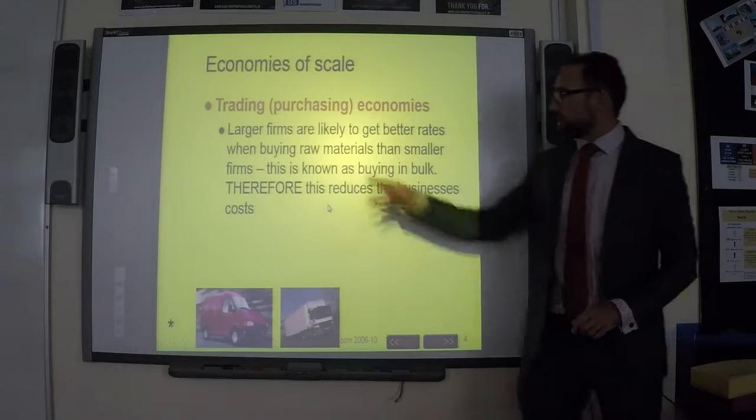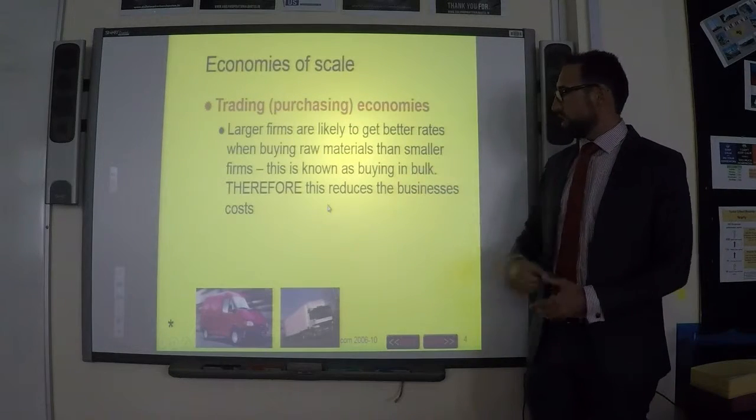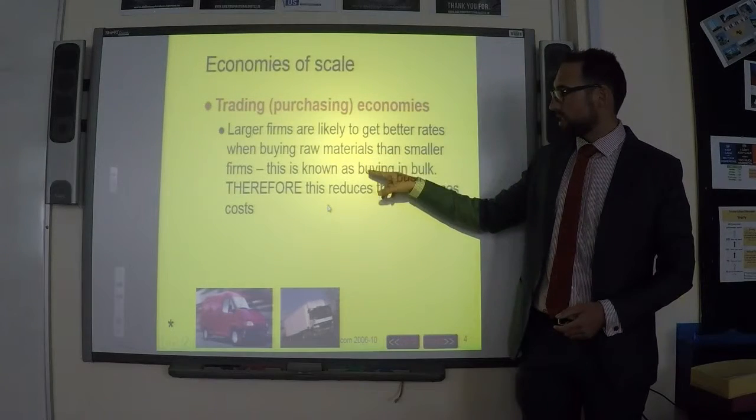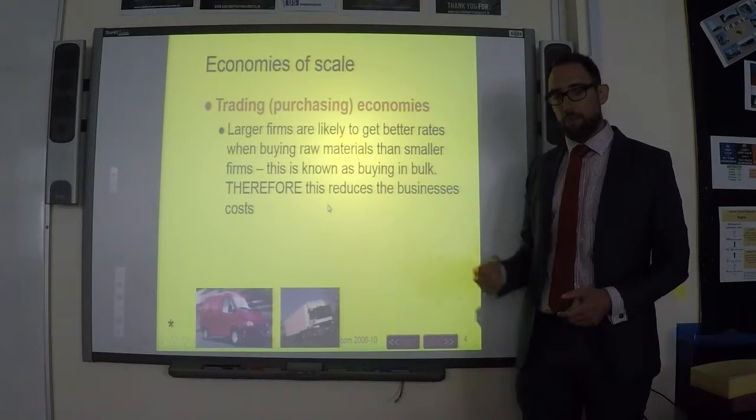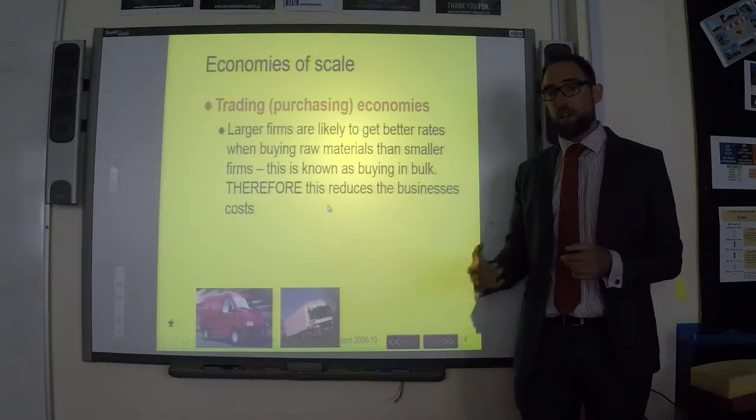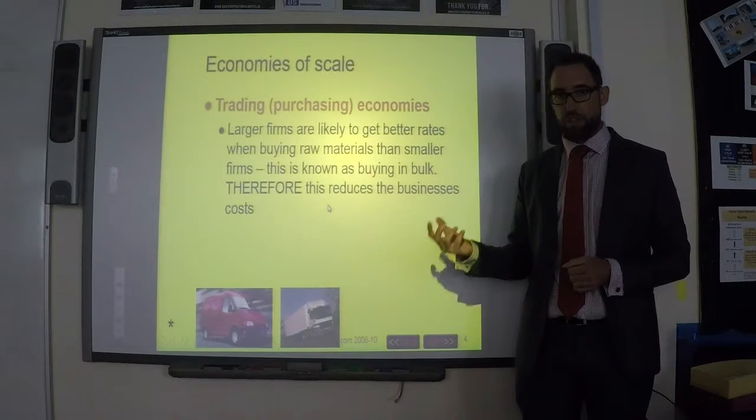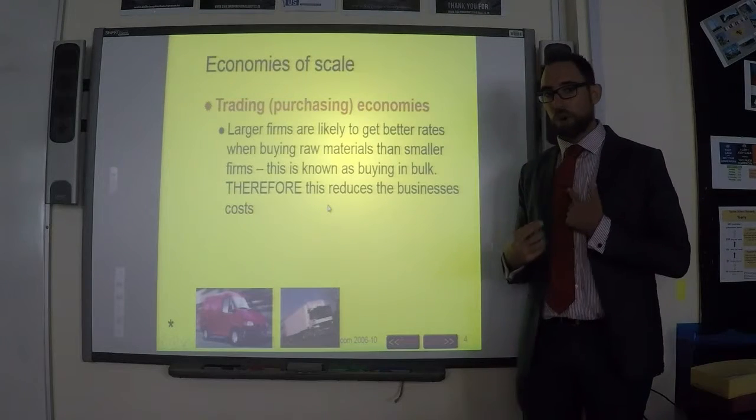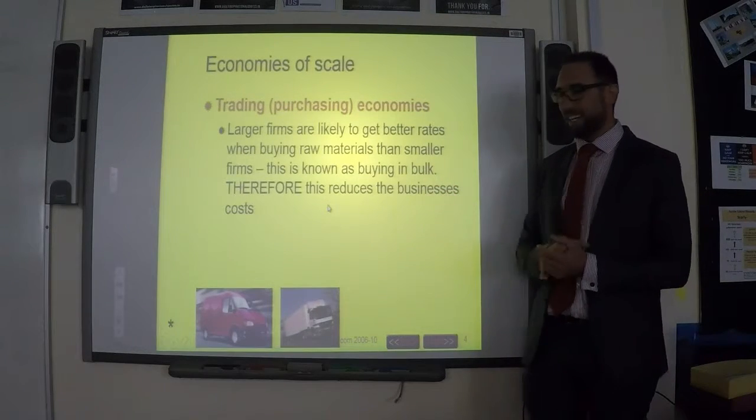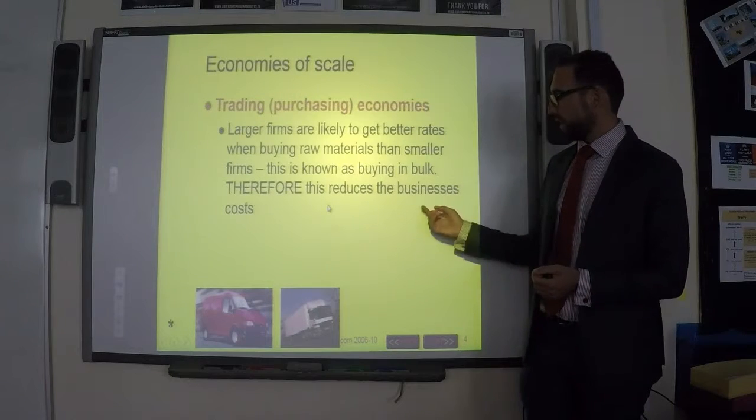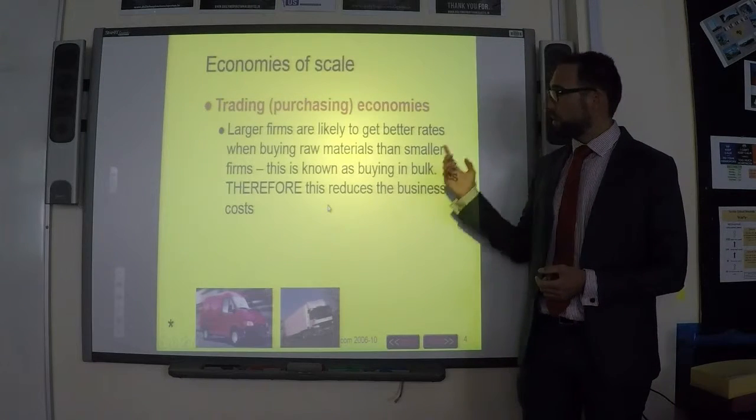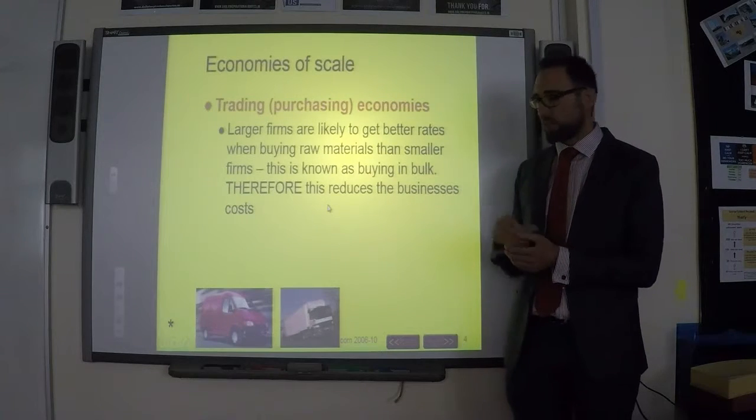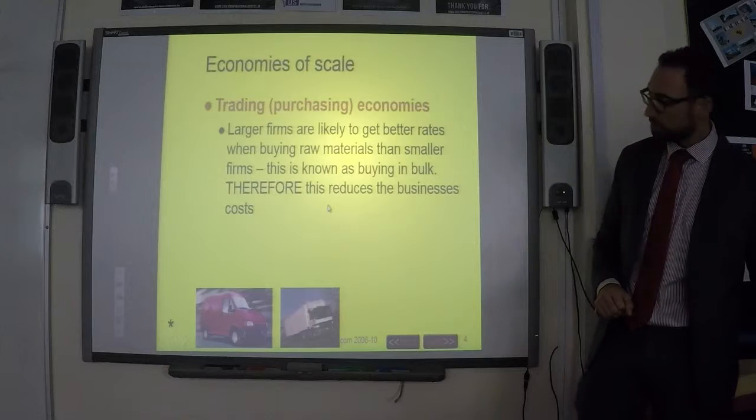So, purchasing economies: large businesses are likely to get discounts when buying raw materials compared with smaller firms. This is known as bulk buying. Because the business has got much bigger, they're ordering much more raw materials. If you think about Coca-Cola, they're buying much more sugar, so they can buy the sugar much cheaper than you or I. So they're getting discounts when bulk buying, and this reduces their costs. Purchasing economies allow the business's average cost per unit to go down, which is an economy of scale.